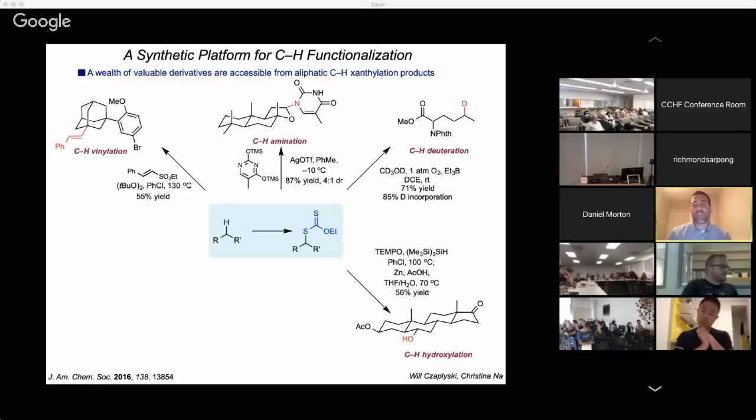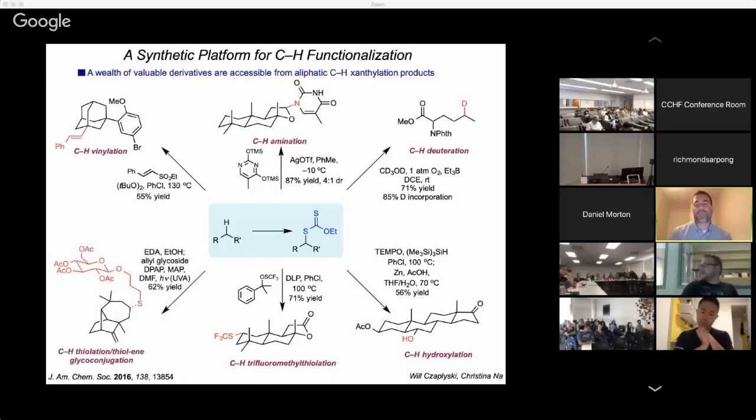So oftentimes CH hydroxylation can be problematic. You'll get overoxidation to the ketone. But in this case, that's controlled by the workup conditions. So with zinc, we get the hydroxylation. With mCPBA, you go chemoselectively to the ketone. We can also do trifluoromethylthiolation. And probably the simplest reaction is just to work this up with an amine, and you cleave off that xanthate group, and you take the thiol. You can do things like bioconjugation via thiol-ene click chemistry. And actually, it was surprising to me that the transformation of a CH bond to a thiol hadn't been done before.